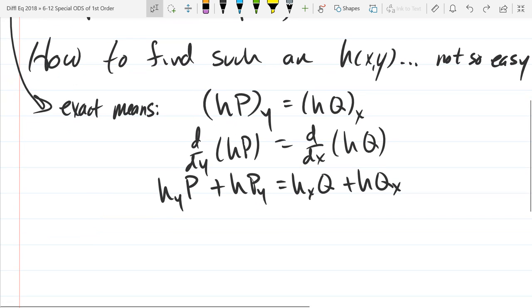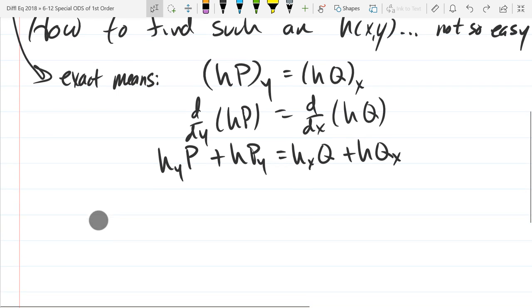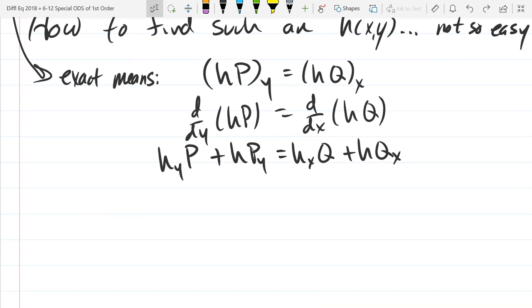All right, so we're going to do this in different cases. First, we're going to suppose that h depends only on y. So we'll do some simpler versions first and then see what we get. And I guess we're going to have to do that tomorrow.